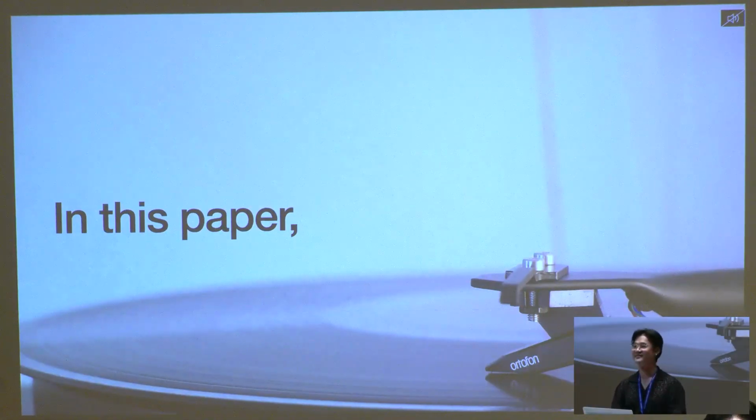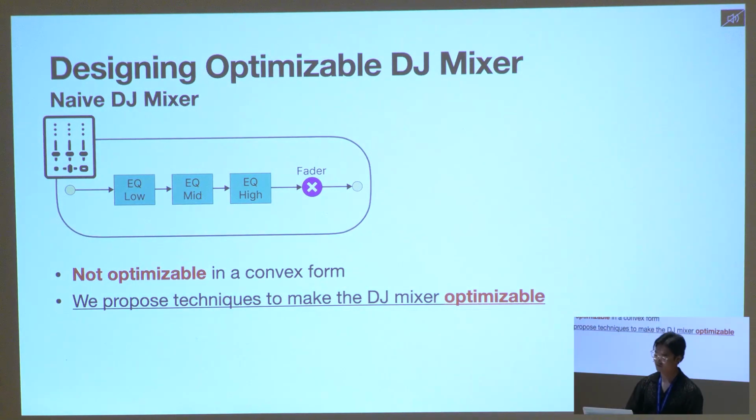So finally, now in this paper section, in this paper, we designed an optimizable DJ mixer. So this is the naive DJ mixer design. There are just 3 EQs and 1 fader. But actually, you cannot apply convex optimization to it, because if we use biquad filters for the EQs, it's really complicated. So it's not a convex form. And also, in the convex world, you cannot multiply 2 variables.